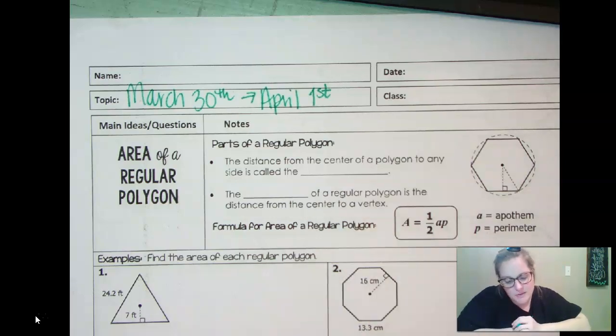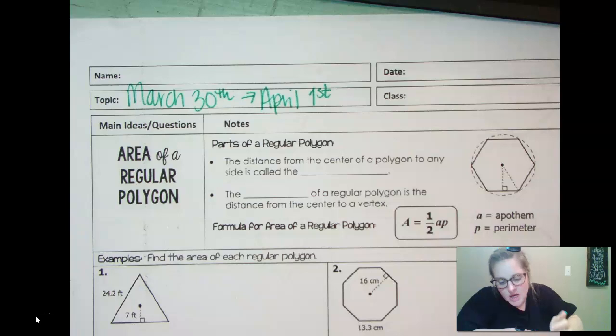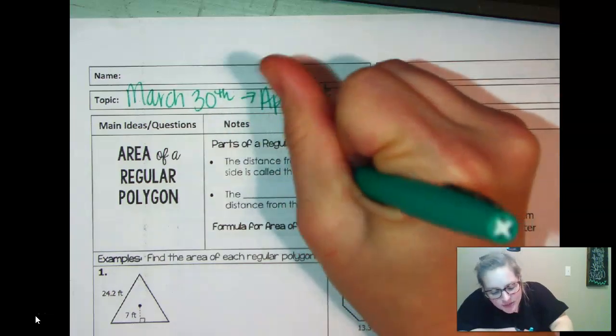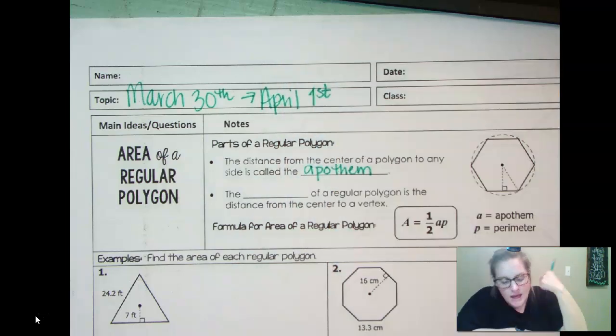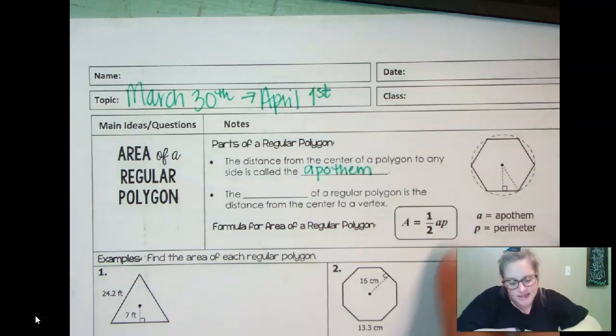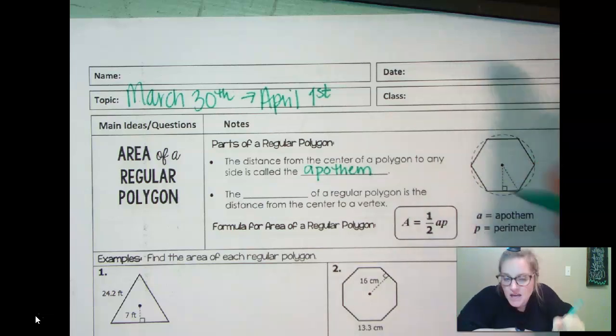The distance from the center of the polygon to any side is called an apothem. Okay, so that's going to represent the A in your formula. That's from the center to a side, not the center to a vertice.